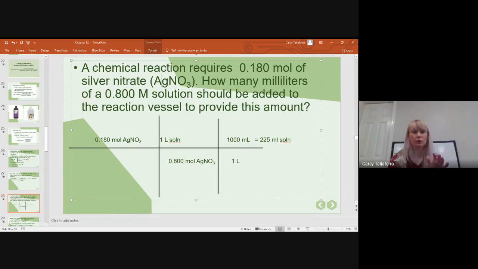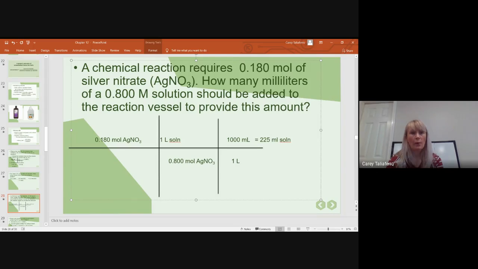So if I already have a solution and I know how many moles I need, 0.18, then I can use some manipulation to figure out this answer. Basically, we're asking what volume in milliliters should I add to get this reaction going? I know I need 0.18 moles of silver nitrate. So how do I do this?